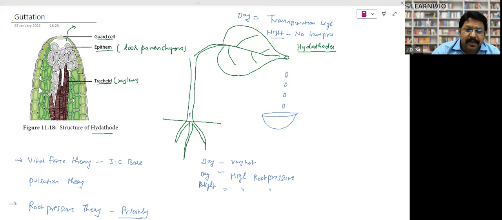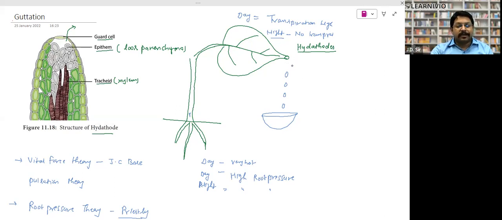In the daytime, transpiration is very high, evaporation of water is very high, and at night time there is no transpiration, but root pressure will keep on coming, right? Root pressure will develop all the time. So what will happen at night time? Water comes out of these pores.